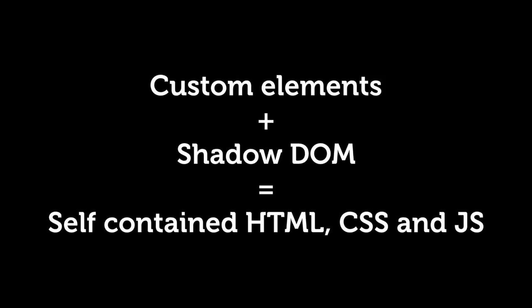So we use it together with custom elements. So the custom element will create the HTML element, and then the shadowDOM will provide the HTML structure and the CSS, so the style for the element. Now, you can use custom elements on their own, but if you combine them with the shadowDOM, you will get self-contained HTML, CSS, and JavaScript, which creates modular bits of code.